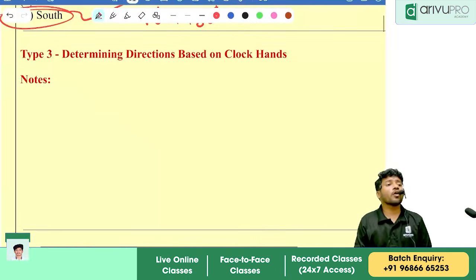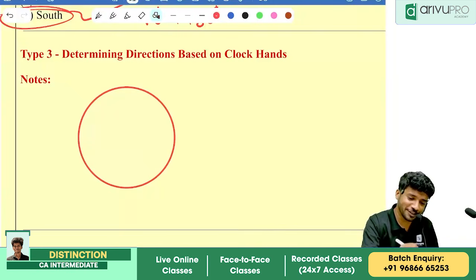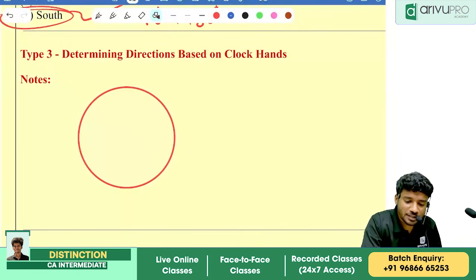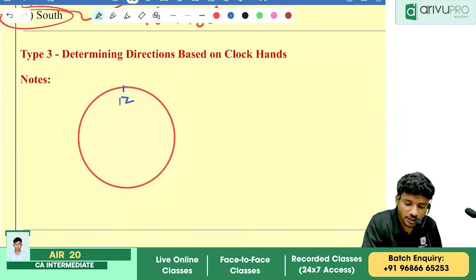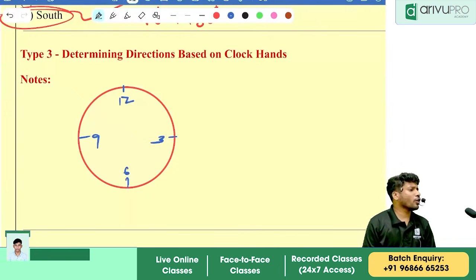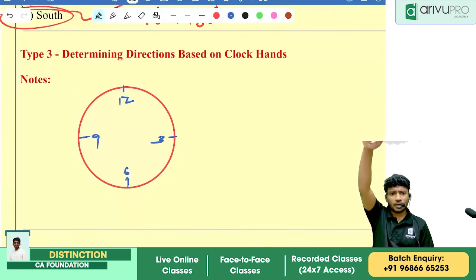Direction based on clock hands. Everyone knows a clock? Yes, I know. Now, here in clock hands, what happens is 12 is over here. 12 is here. 6 is here. Then what is there? 3 is here. 9 is here. Now, people, 12 o'clock means what? Minute hand will be looking towards 12. Hour hand also will be looking towards 12.